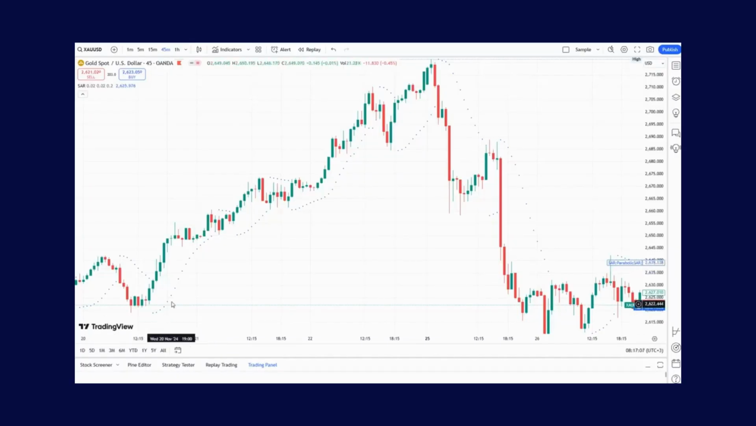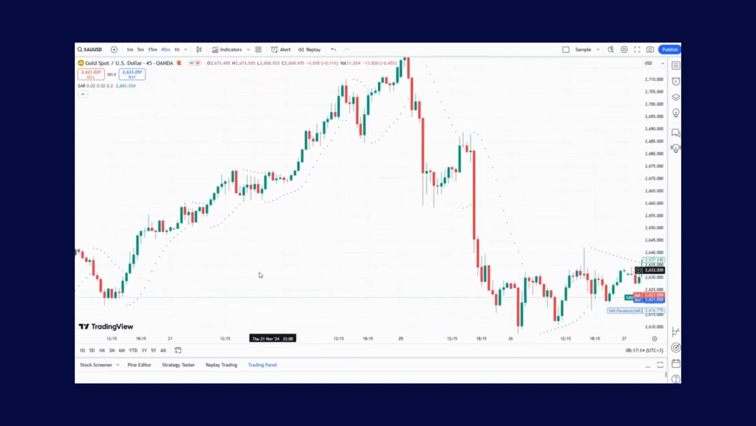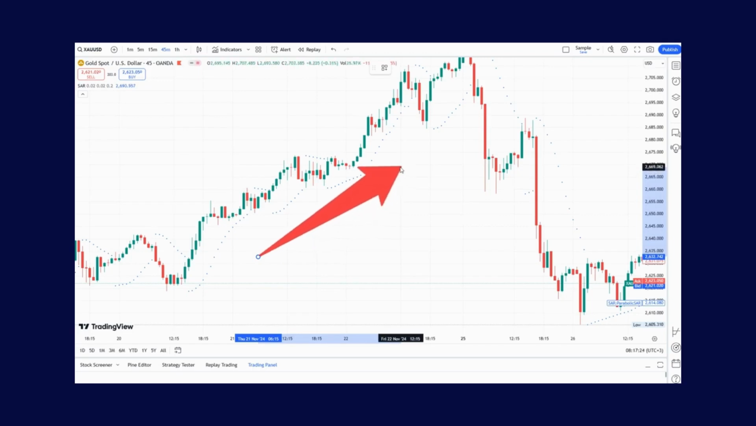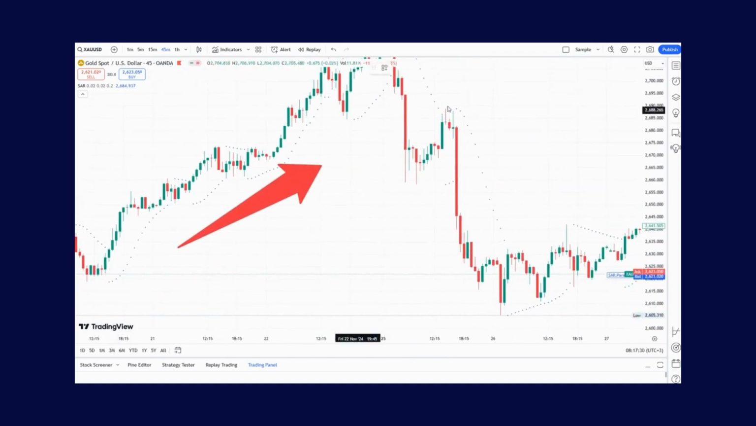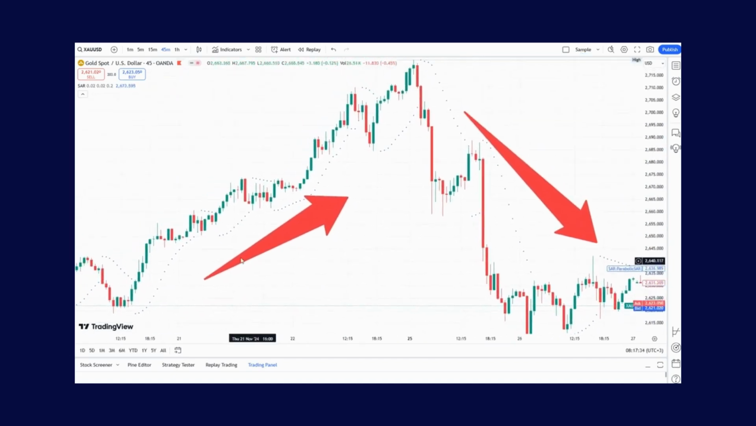The Parabolic SAR is visually represented on a price chart as a series of dots positioned either above or below the price. When the dots are below the price, it signifies an uptrend, indicating that traders should consider long positions or holding their current bullish trades. Conversely, when the dots are above the price, it indicates a downtrend, suggesting short positions or an exit from long trades. This simple visual representation makes the Parabolic SAR easy to interpret, even for novice traders.